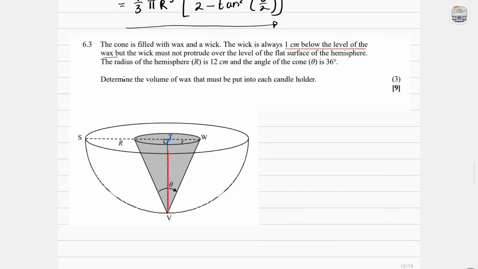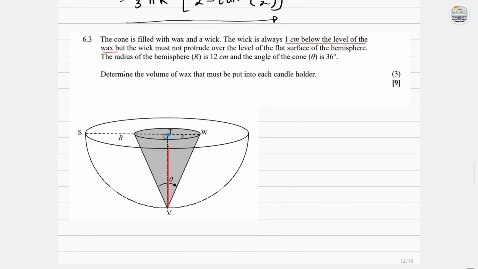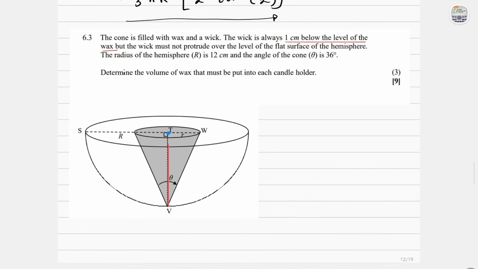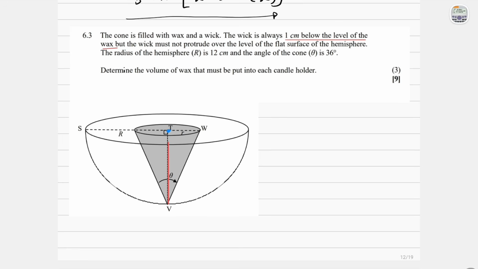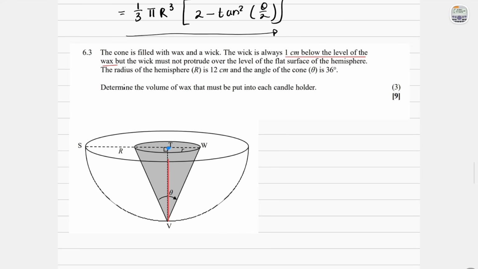So I'm finding some issues with understanding this question. Maybe it's just because of how it was phrased. It seems like this is what they meant, because if they didn't mean this, it would be very meaningless for them to say everything that they're saying right now. Mentioning that it should be 1 centimeter below the level of the wax wouldn't make any sense.